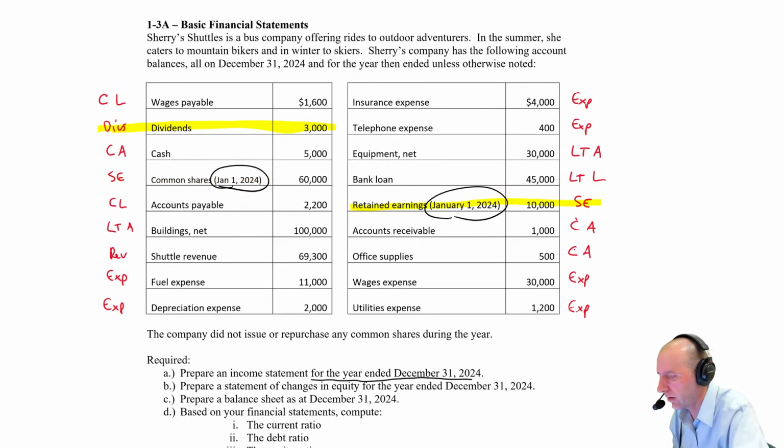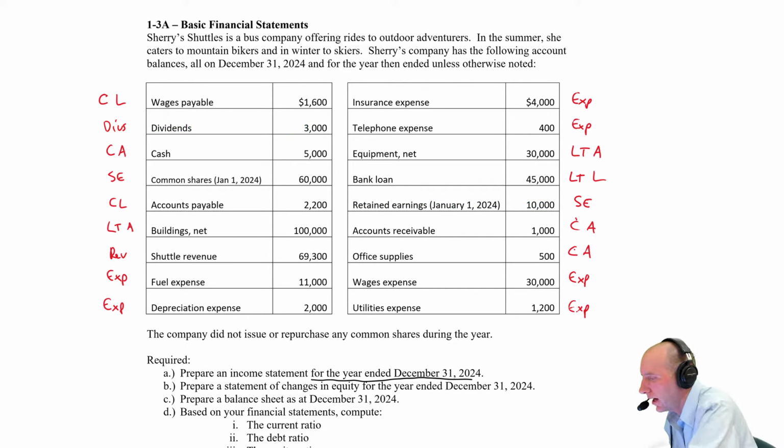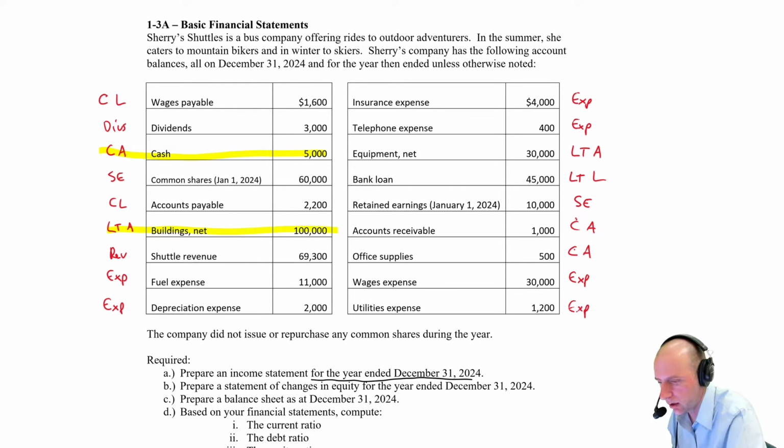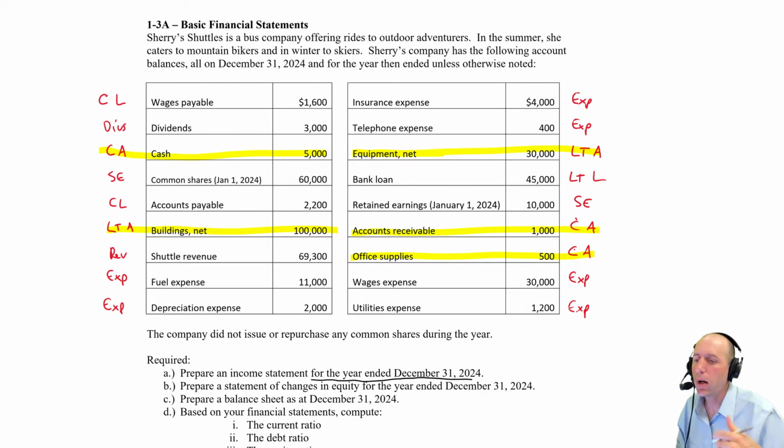So we'll start there. I'm going to erase all my highlighting, and I'm going to highlight just the assets. We got cash, we got buildings, we got equipment. We've got accounts receivable, we got office supplies. I think that's it. So we want to list them, and we want to list them in order. And the order is called order of liquidity, and it just means the most current to the most long term. So looking at our most current assets, cash is considered to be the most current. It's very, very liquid. Buildings and equipment would be more long-term in nature.